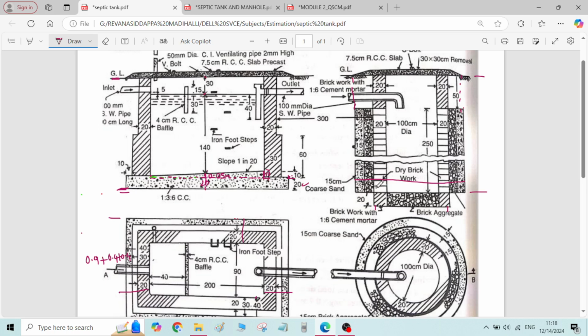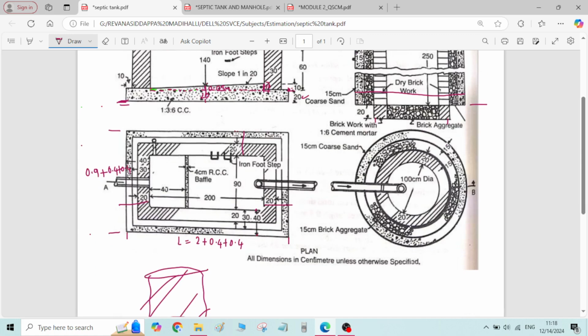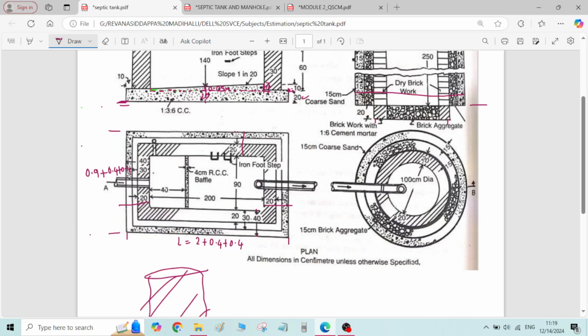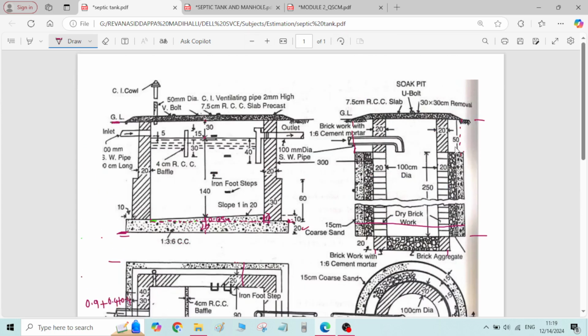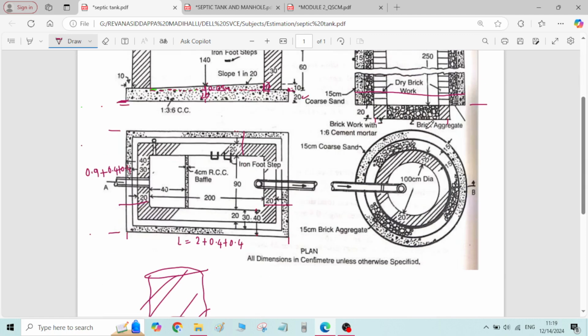After that, we have brick aggregates having 15 centimeter thickness. Okay, this layer is 15 centimeter. After that we have one more layer of coarse sand, that is also having 15 centimeter thickness. Therefore, overall diameter of the excavation is 100 plus 20 plus 20 plus 15 plus 15 plus 15 plus 15 will give total diameter of the excavation.